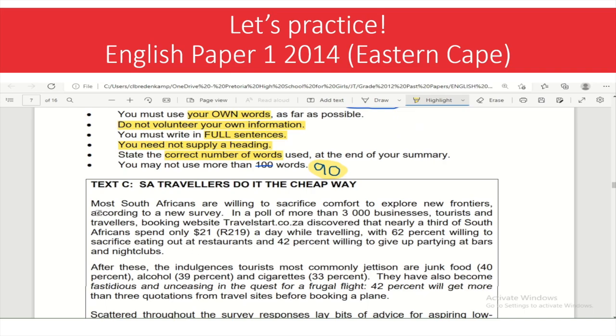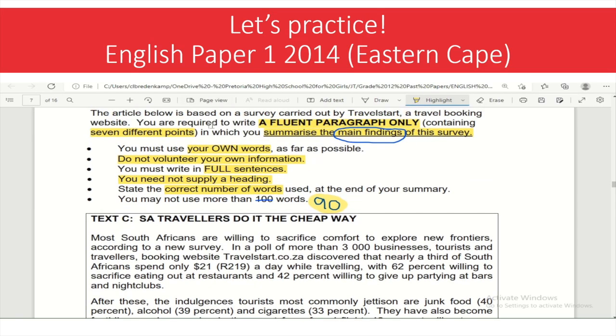So how do we know that this is a main point or main finding? It says according to the survey, so it is definitely linked to the main findings over here. So most South Africans are willing to sacrifice comfort to explore, or I'm actually just going to put it there. They're willing to sacrifice comfort.